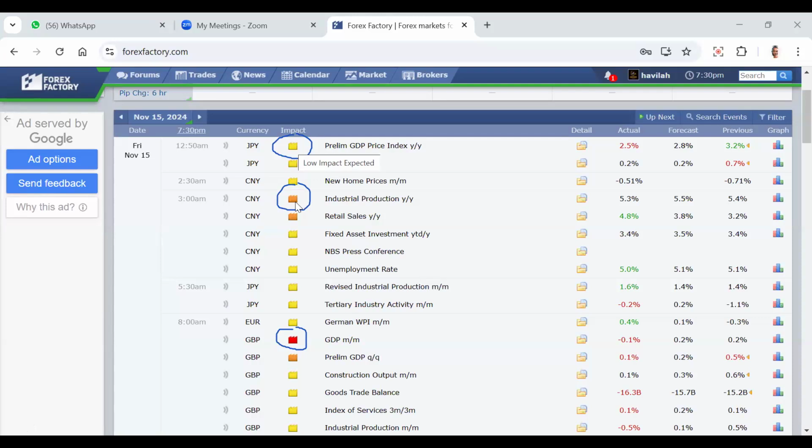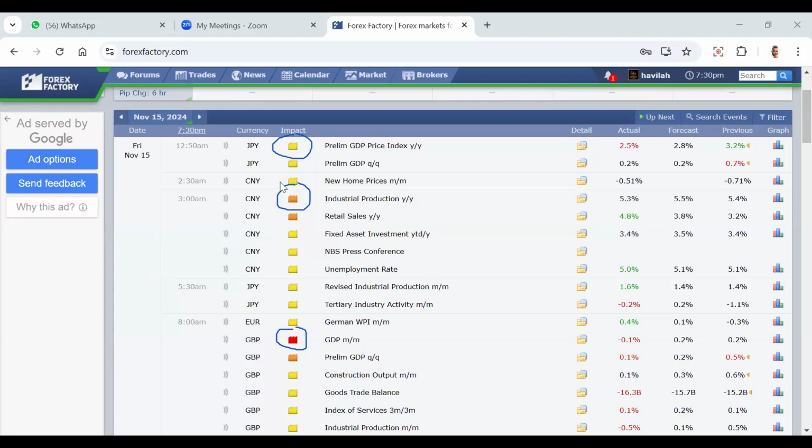Then the next one is the orange, which is labeled as medium impact expected. So these are called medium impact news or medium impact events. Now, while the low impact does not move the market, the medium impact, from the word medium, can actually move the market somehow. It can move the market some 15, 20, 25 pips, like that. But the biggest one is the one in red, the red box. You can see high impact expected. This one can move the market 30 pips, 50 pips, 100 pips, 200 pips, as many as you can have it.